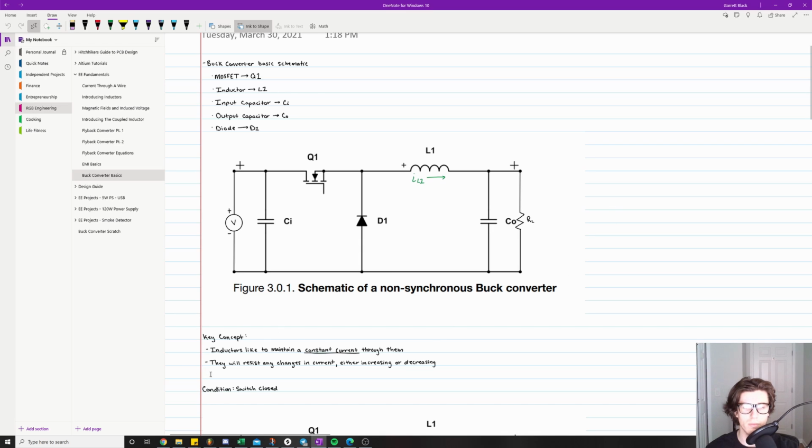So they will resist any changes in current, either increasing or decreasing, and we'll get to that in a second, because basically there'll be two conditions for the circuit that we'll talk about, where the inductor will be resisting an increase in current, and it'll also be resisting a decrease in current as well.